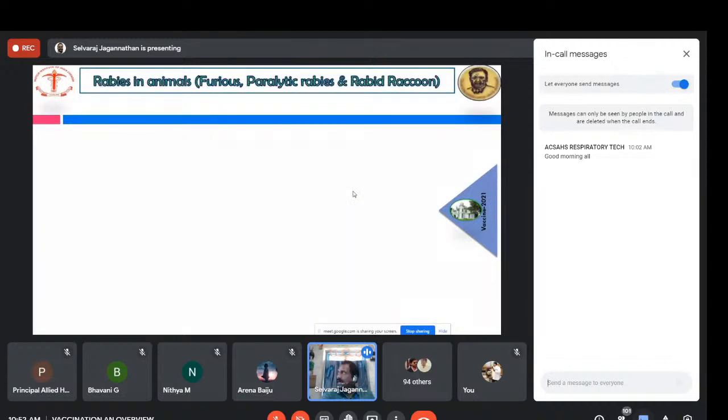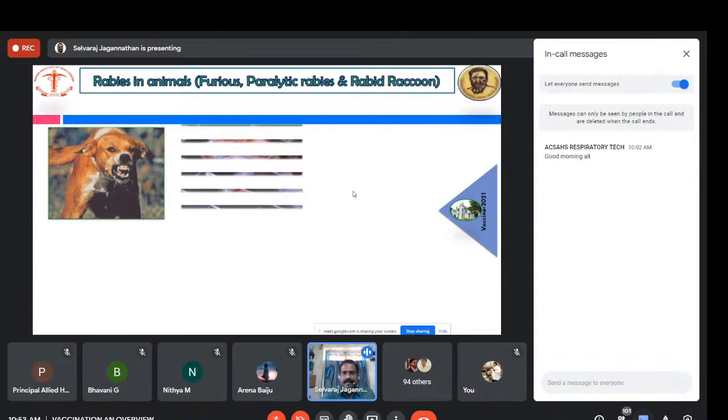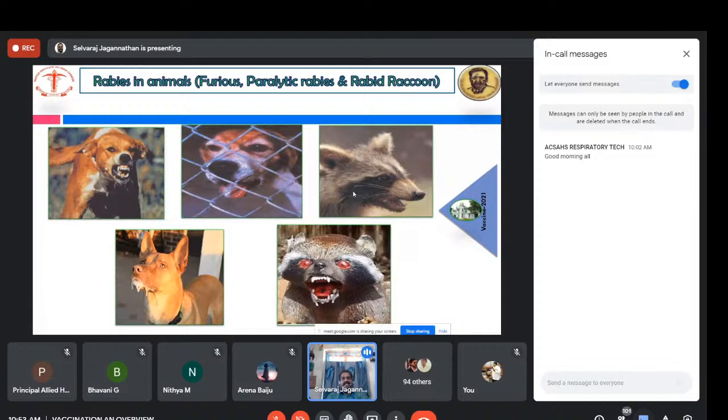Then how can we identify rabies in an animal? Rabies in animals appears as furious and paralytic forms. You can see different kinds of dogs with various types of saliva coming out. The first dog, you can see, is in what is called the furious stage.